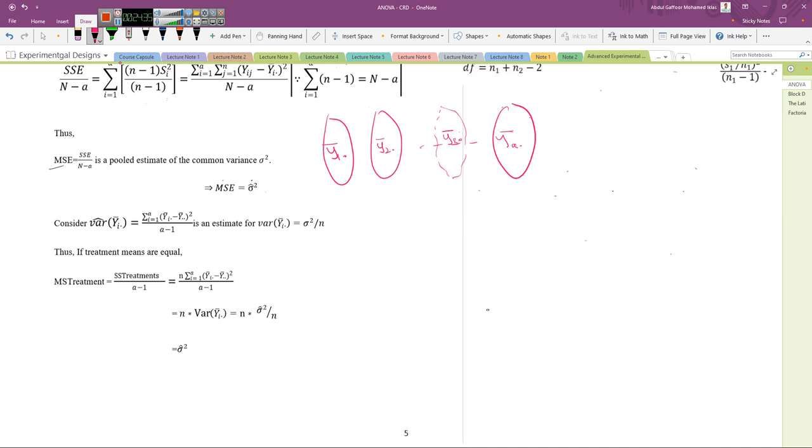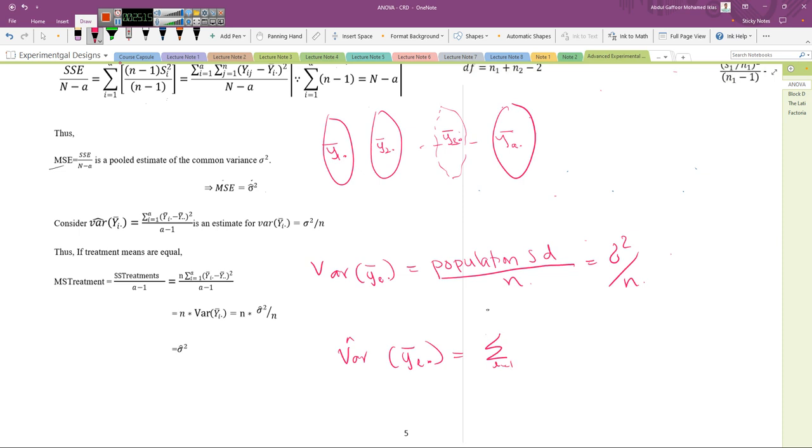The variance of this yi dot bar is nothing but the population variance divided by sample size n, right? So by definition I can write this as sigma squared divided by n. But for this case, the estimated variance of yi dot bar is equal to summation i equals 1 to a of yi dot bar minus y double dot bar squared, where y double dot bar is the grand mean, divided by a minus 1. Why a minus 1? Here we have to put the degrees of freedom.